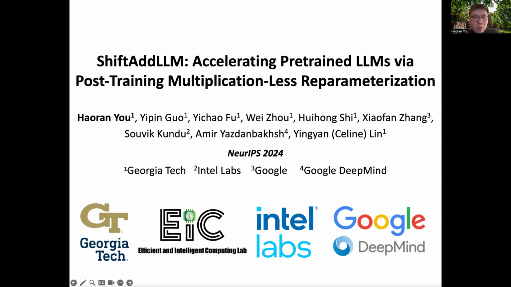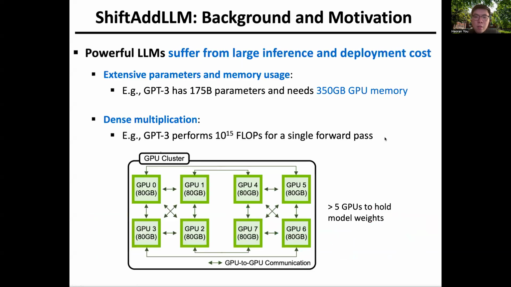Today I'm very excited to present our work, ShiftAddLLM, accelerating pre-trained large language models via post-training multiplication-less reparameterization. The background is that powerful large language models are hard to deploy for two reasons. First, they have extensive parameters and memory usage. For example, GPT-3 has over 170 billion parameters and needs 350 gigabytes of GPU memory, requiring more than 5 GPUs to hold the model weights.